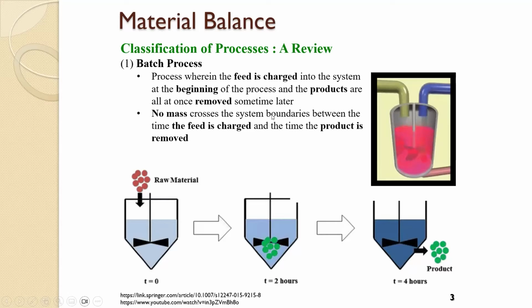So no mass crosses the system boundaries between the time the feed is charged and the time the product is removed. When I say system boundary, what's a system boundary? For example, you have here two pipes, let's just say two reactants, and then this one's just being mixed. So I can say that my system boundary is this tank. Anything that enters the tank, I can account. Anything that leaves the tank, I can account. But anything outside the system boundary, I don't care about anymore. So that is what's meant by no mass crosses the system boundary between the time.